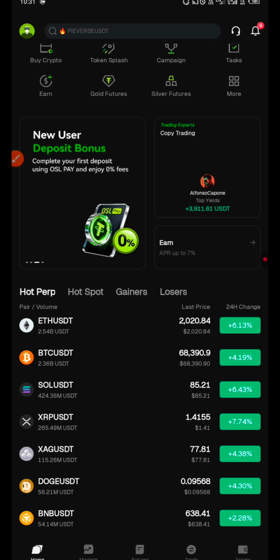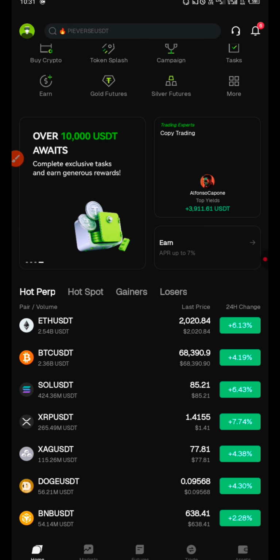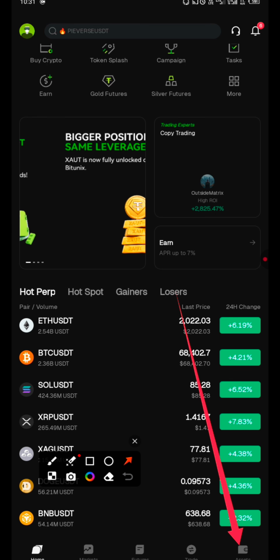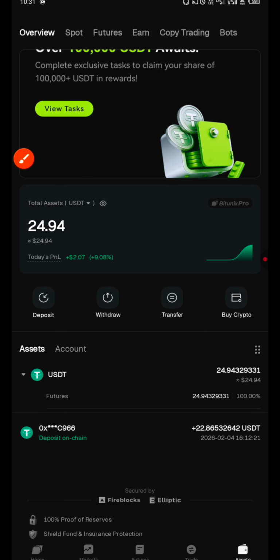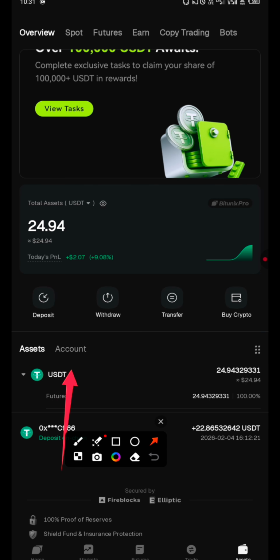You have to fund your exchange. I believe you all know how to fund your exchange by now. If you don't know, you just have to click on asset, then click on deposit. Tap on deposit, choose the asset, which is USDT, then choose the network and you deposit.